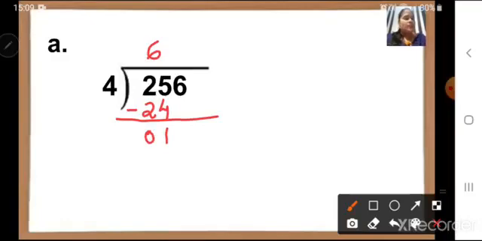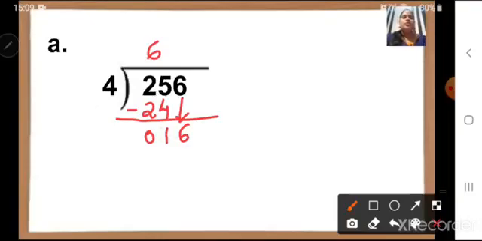Okay, then what is the next step? We have to take the next number down, which is number 6. If you don't put the arrow also, it is okay. Now we have got number 16. Now we have to divide 16 by 4.